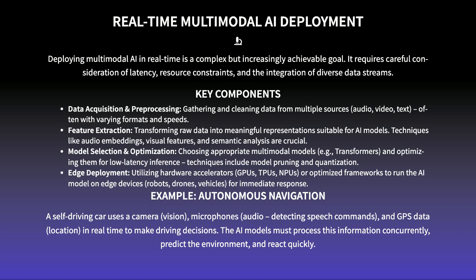This means pushing the processing power directly onto devices like robots or drones so they can react instantly. A good example of this in action is a self-driving car. It's constantly using cameras, microphones, and GPS to make decisions all at once.